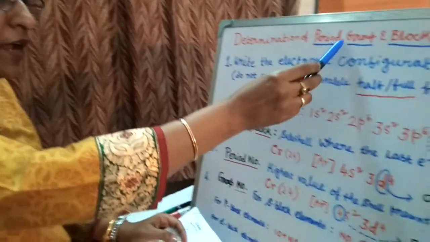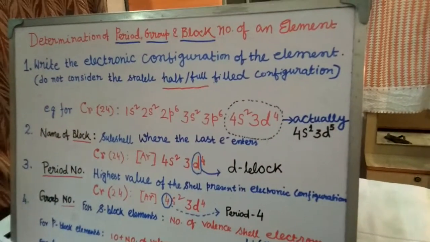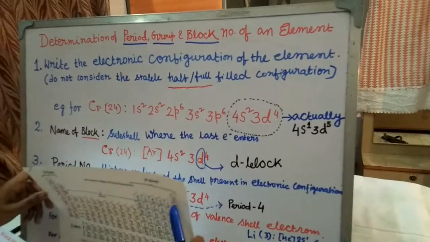Today we will learn how to determine the position of an element in the periodic table. That is the determination of period, group and block number of an element in the periodic table. For that, let us see the periodic table first.